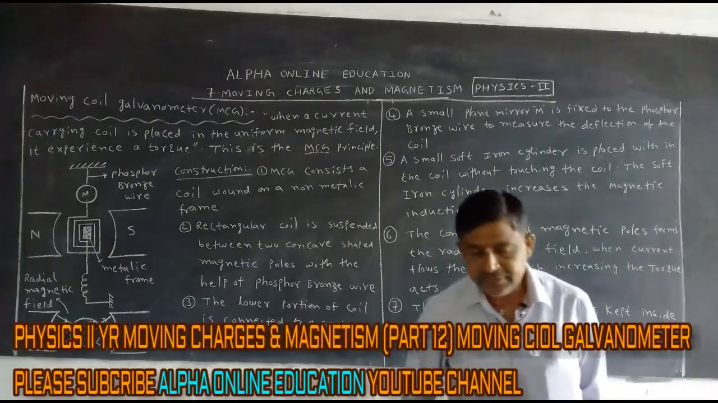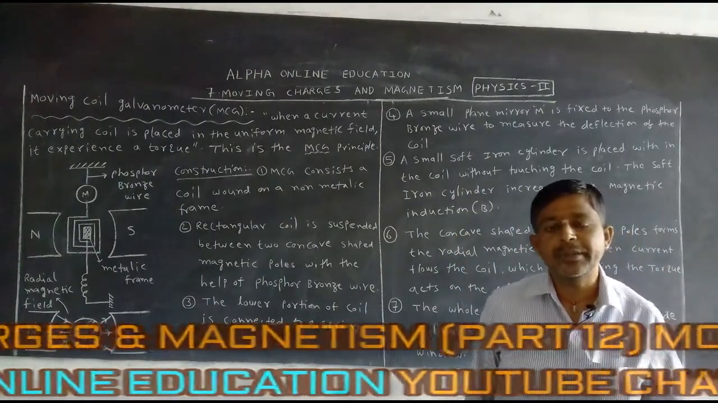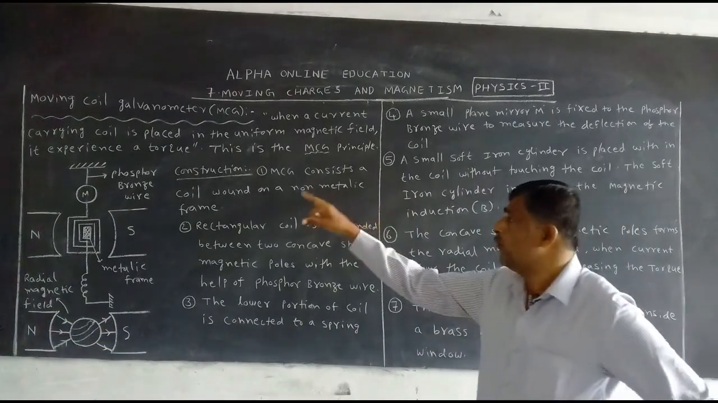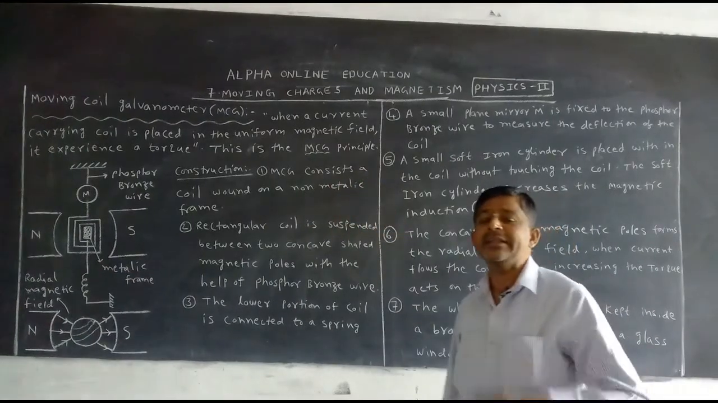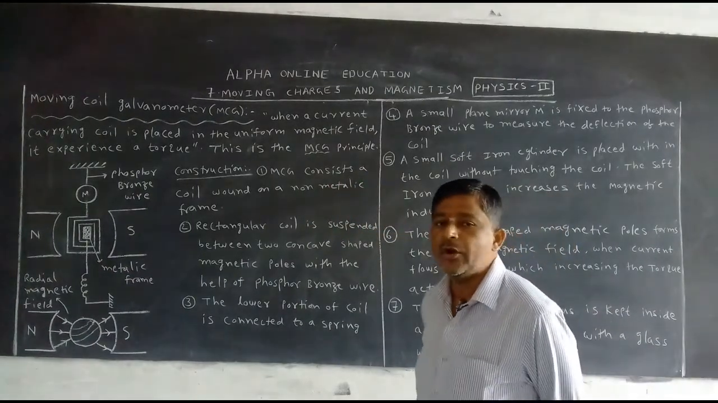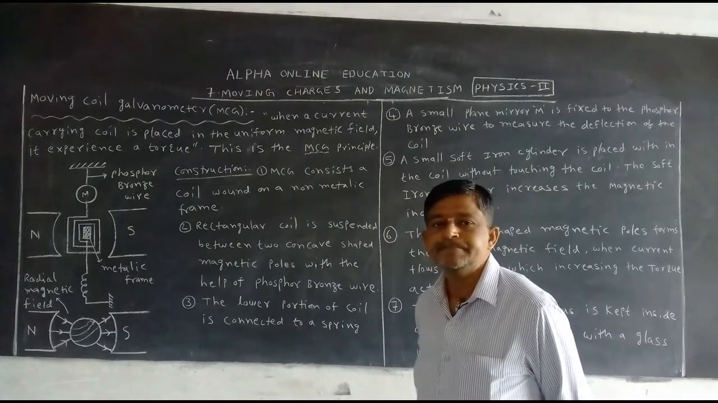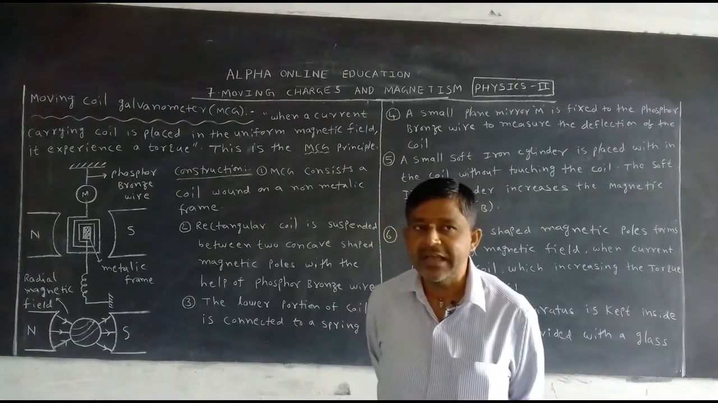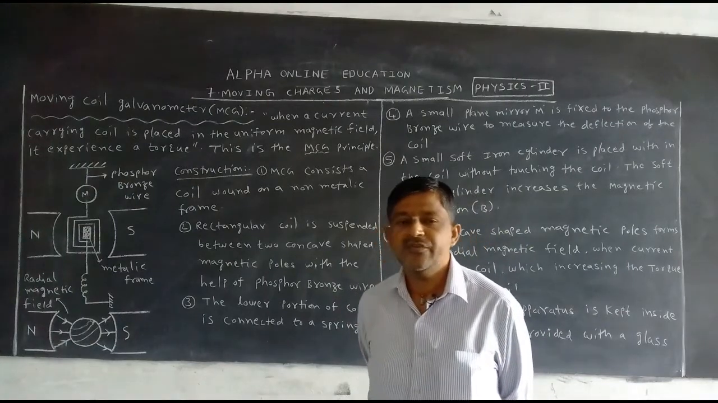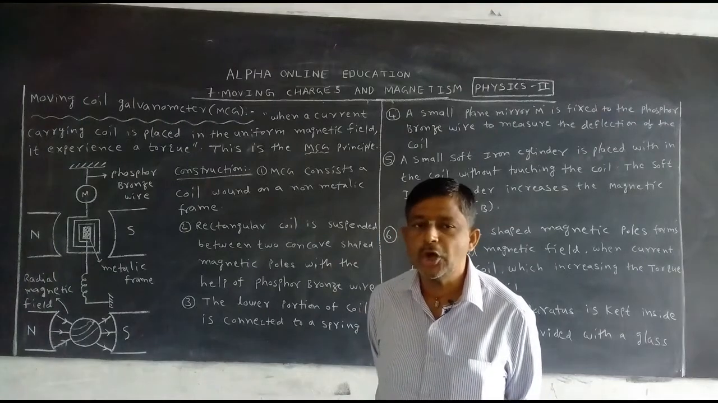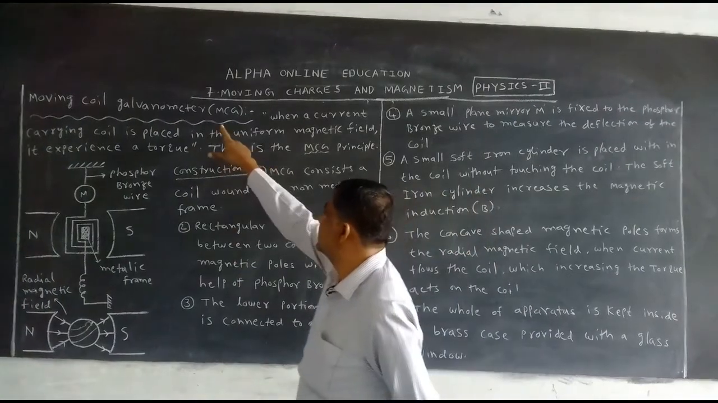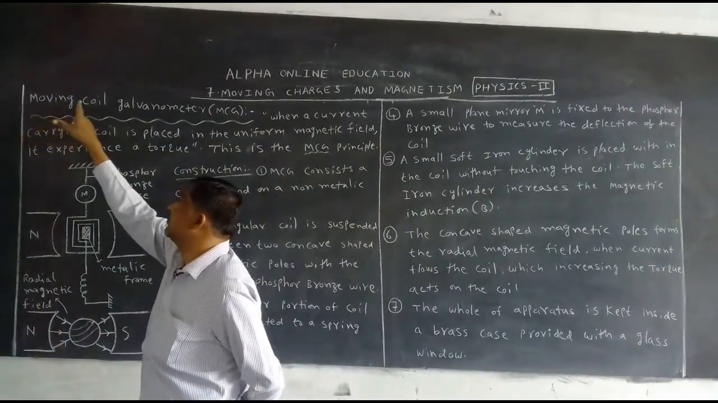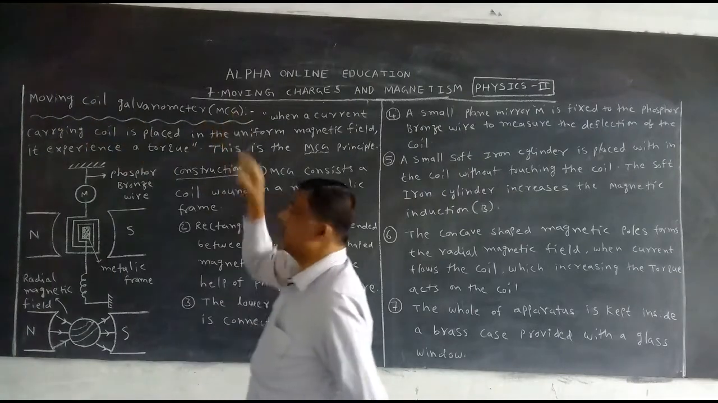In this chapter, we have one important question for 8 marks, that is the moving coil galvanometer. First we should know about the principle of the moving coil galvanometer. In shortcut, we can take it as MCG: Moving Coil Galvanometer.